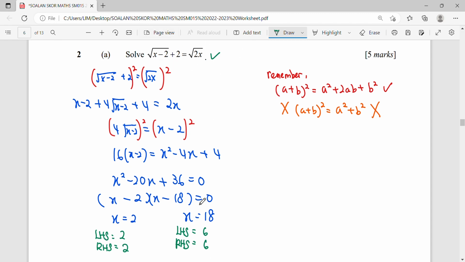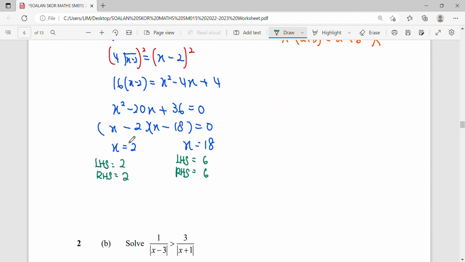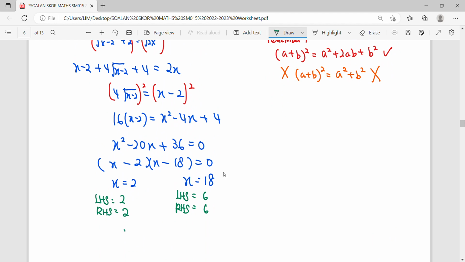So the result, they are equal. Left hand side equal to the right hand side means x equals to 2, x equals to 18, they are accepted because left hand side equals to the right hand side.